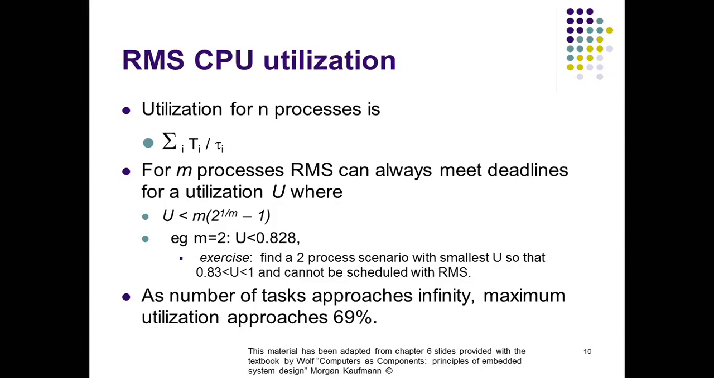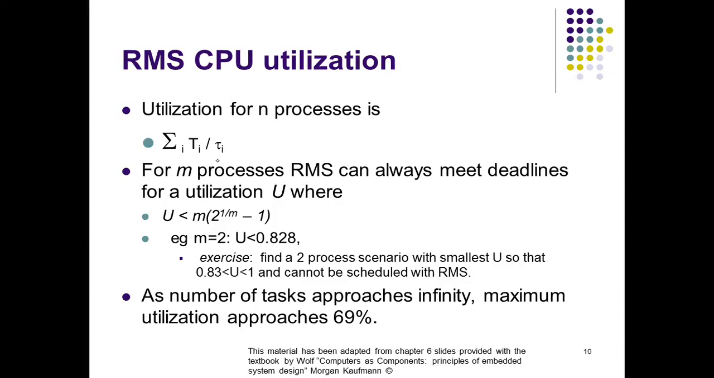Okay, how do we work out the utilization? We sum all of them: Ci is the computation time, Ti is the period. So every one of these is going to be a fraction because your computation time is smaller than your period. Sum them all up, and that will be your utilization. Rather straightforward.